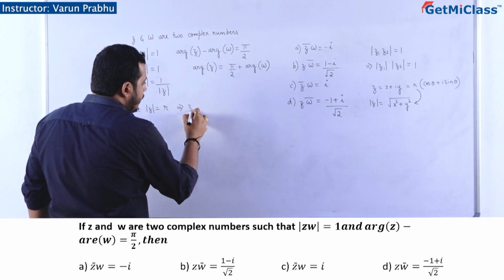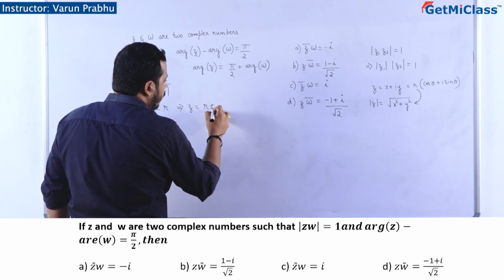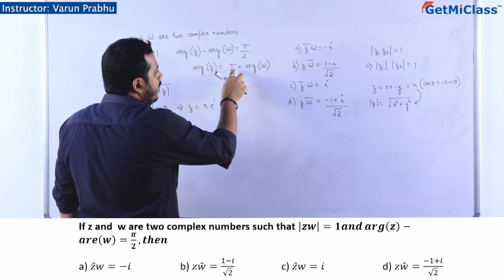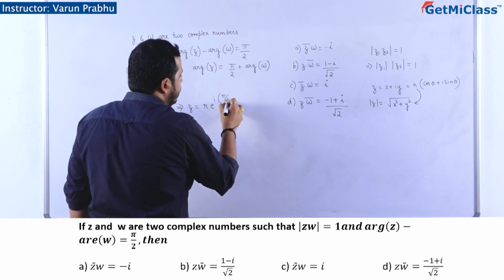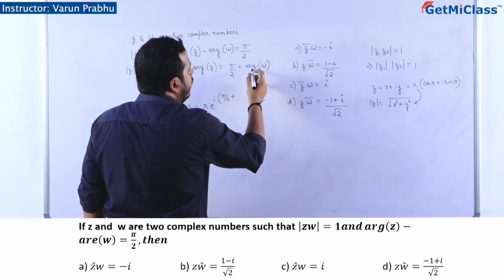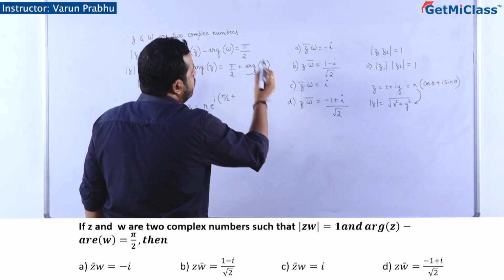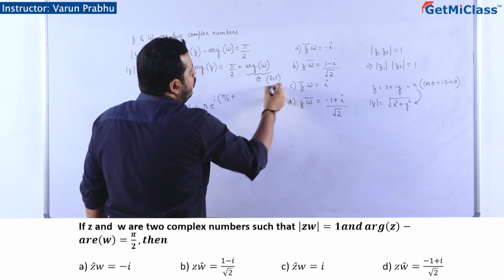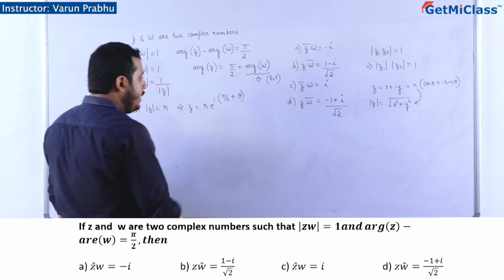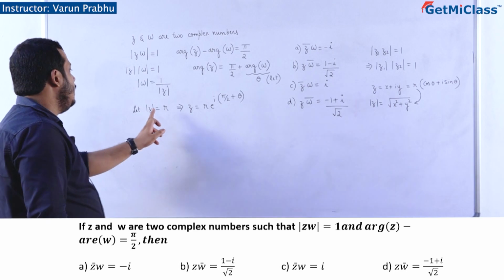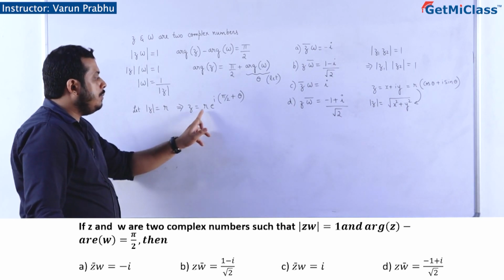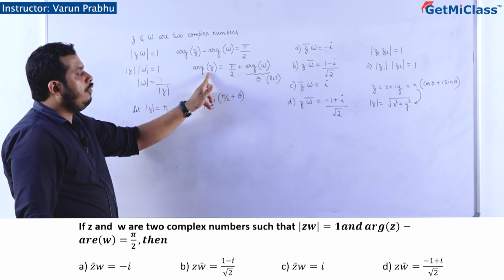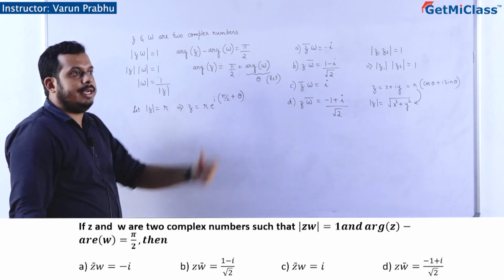This implies that z is equal to r into e to the power i times argument of z, which is nothing but pi by 2 plus argument of omega. Argument of omega, we will call this theta now. Is it okay? Let me say let argument of omega, for easiness, be theta. This implies let mod z is equal to r, so z is equal to r into e to the power i times pi by 2 plus theta. Argument of z is nothing but pi by 2 plus theta now, correct?